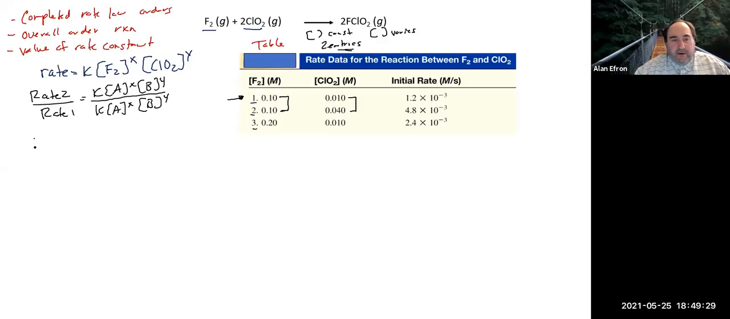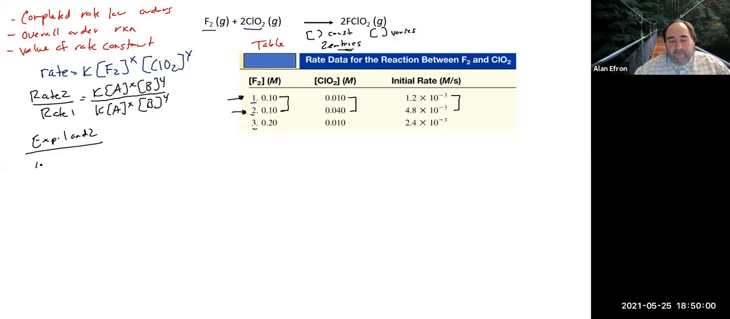So using experiments 1 and 2, the other thing that's sometimes helpful, and you don't have to do this, because you sometimes will come up with whole numbers at the end, is to pick the one that has the larger rate and put it on top. In comparison of 4.8 to 1.2, 4.8 is the larger number, which means I'm going to put everybody from entry number 2 up on top.